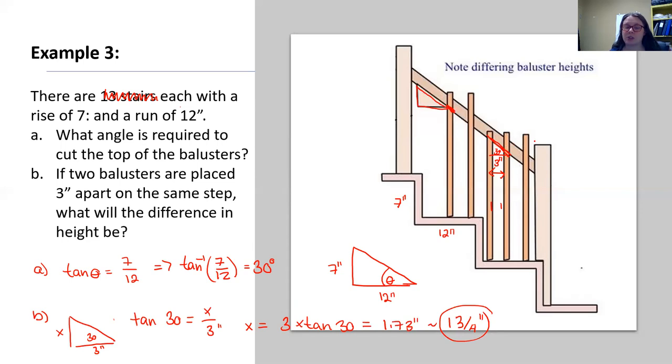So just thinking about what the triangle looks like and just breaking apart little pieces. But with stairs, you don't have to know all of the steps. You just need to know what's the rise and the run of one stair, and that will tell you the angle that works for all of them.